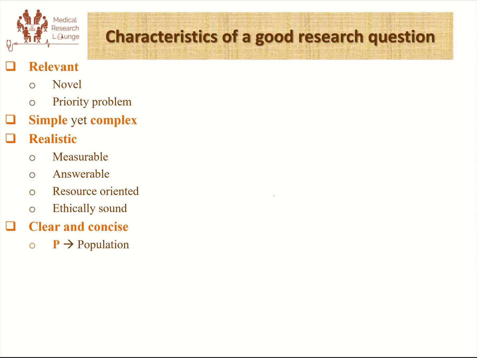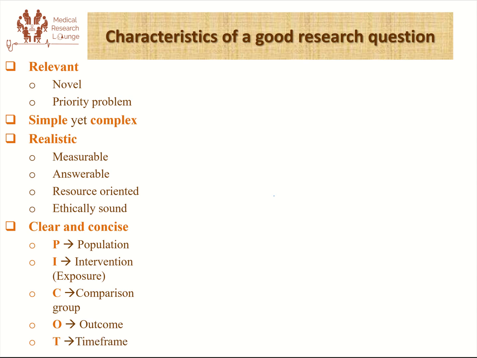To get it clear, we have to make sure that it fulfills the following. The first one is, does our research question tell us the population that we are going to study? Does it tell us about the intervention or exposure that we are interested in studying? Does it have a comparison group, the group that is not going to get the exposure or the intervention? We have to make sure that the outcome of the research, the problem that we want to measure, is also stated, and that our research question has stated the time frame of the research. We call this principle the PICOT framework.